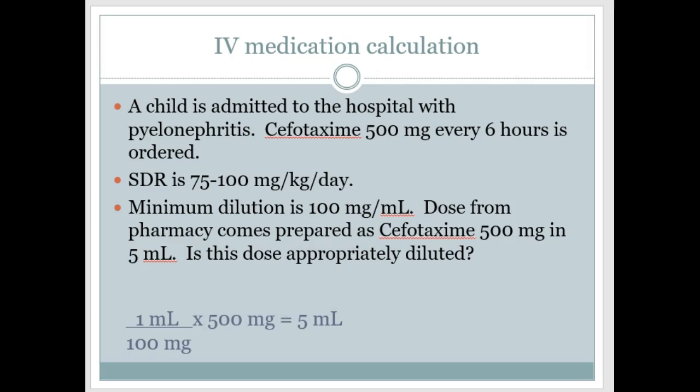If it wasn't diluted enough, we would need to add additional fluid. If it was diluted beyond that, that's okay. That's just the minimum amount. So if it was 500 milligrams in only 2 mils or something like that, then we would need to add more volume to that. So here's the equation for how you set that up. You have your milliliters on top over your milligrams that's in that dilution, and then take that times the dose and see what the minimum dilution is.